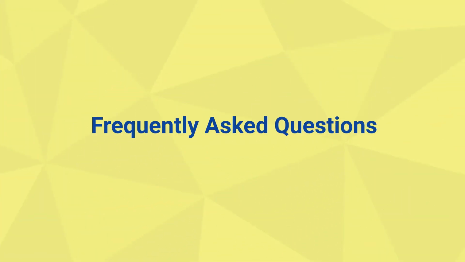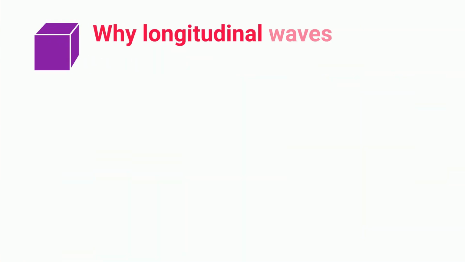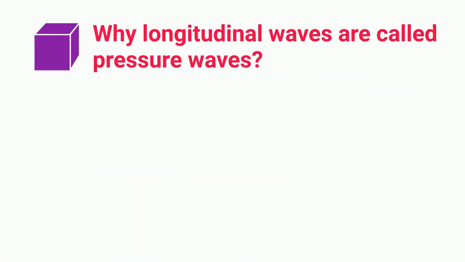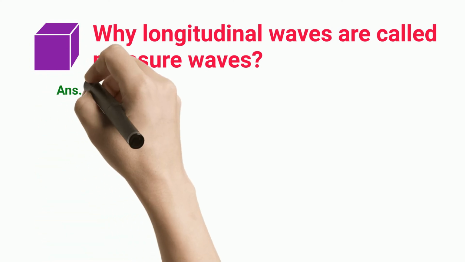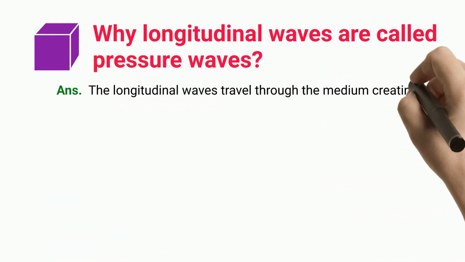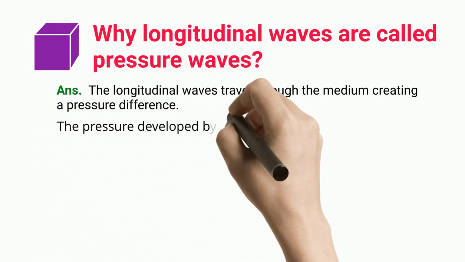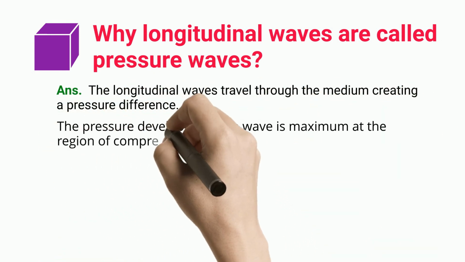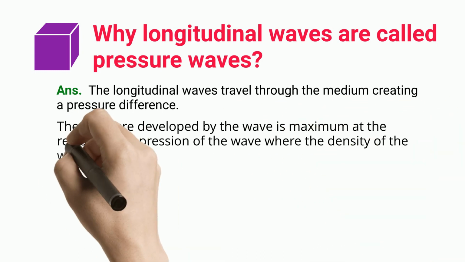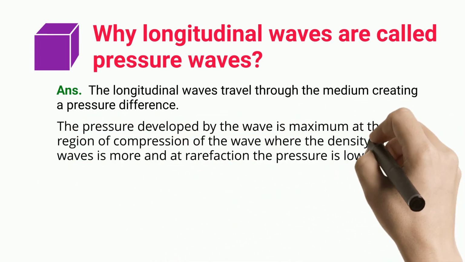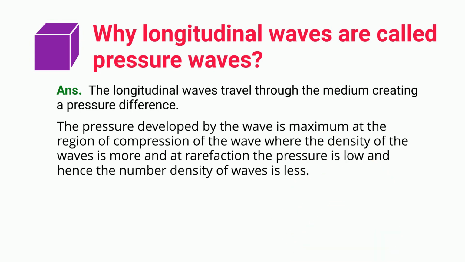Frequently asked questions. Why longitudinal waves are called pressure waves? The longitudinal waves travel through the medium, creating a pressure difference. The pressure developed by the wave is maximum at the region of compression of the wave where the density of the waves is more, and at rarefaction the pressure is low and hence the number density of waves is less.